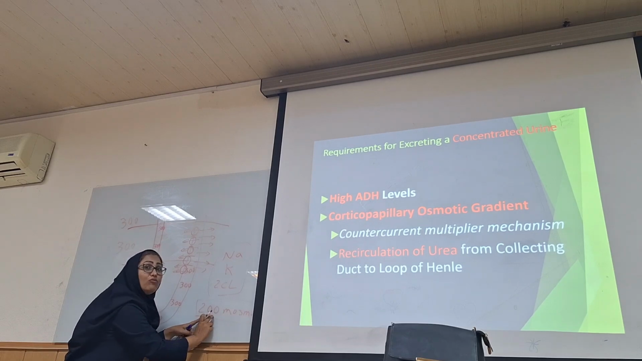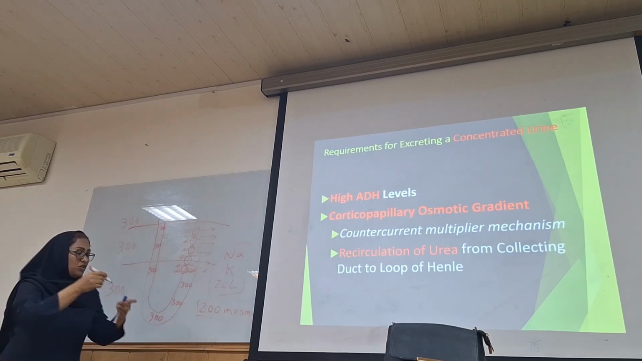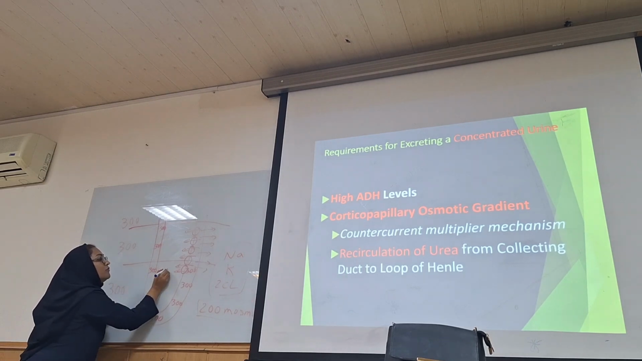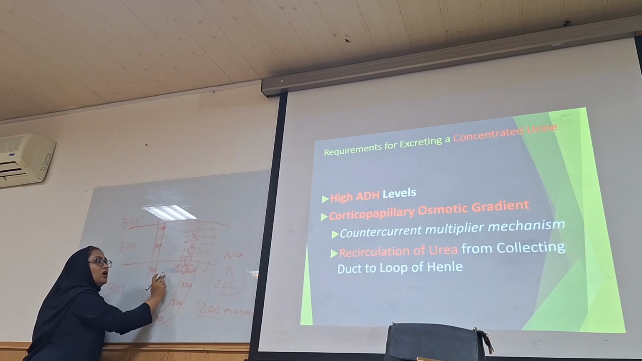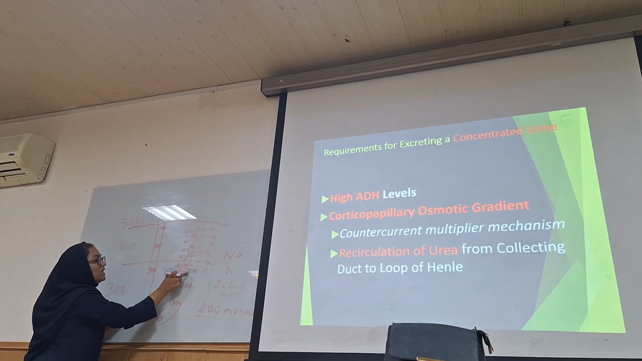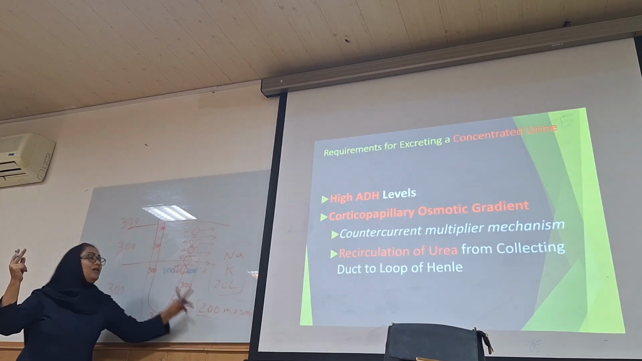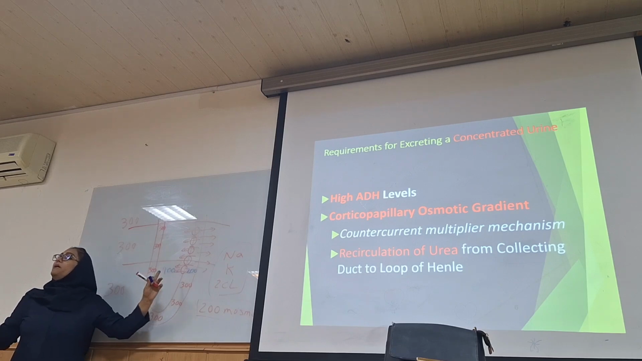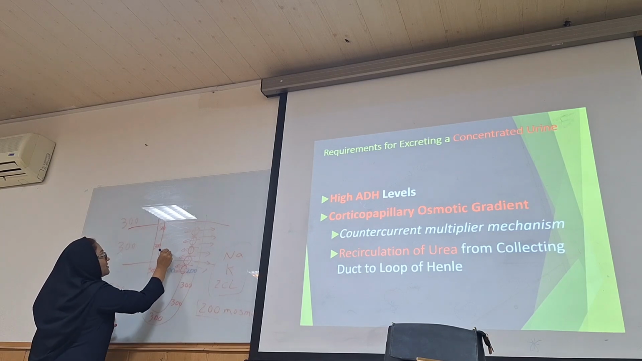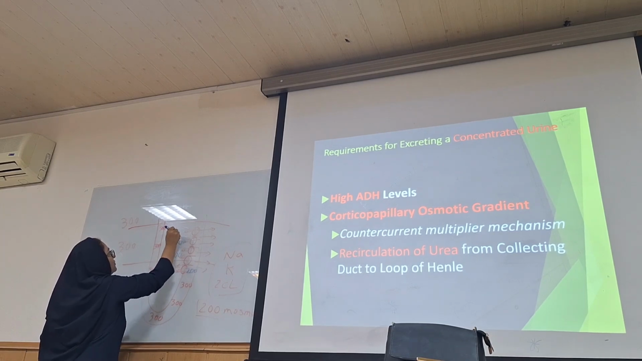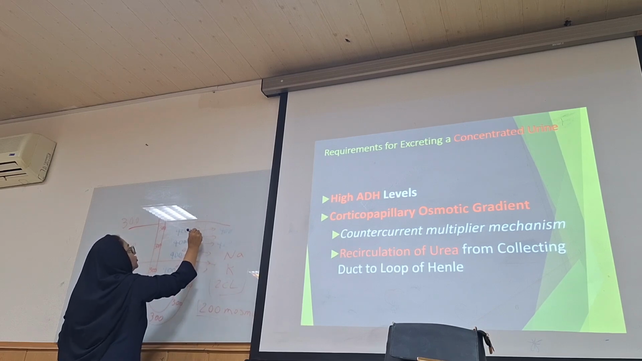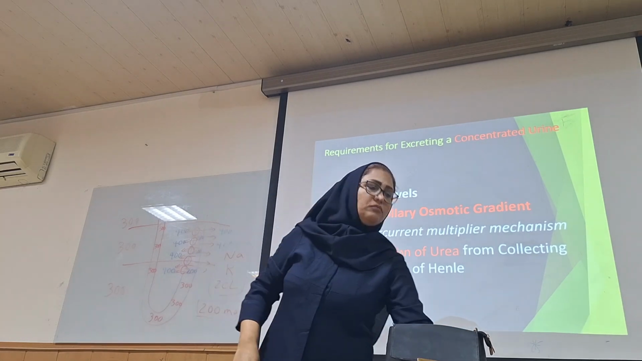Up to this amount of osmolarity difference, it means now the osmolarity of the medulla is 400 milliosmol. The osmolarity of the tubule is 200. You can see a 200 milliosmol difference in osmolarity between medulla and tubules. Got it? It means here 400 interstitial and inside the tubule 200. Was it clear? No question.